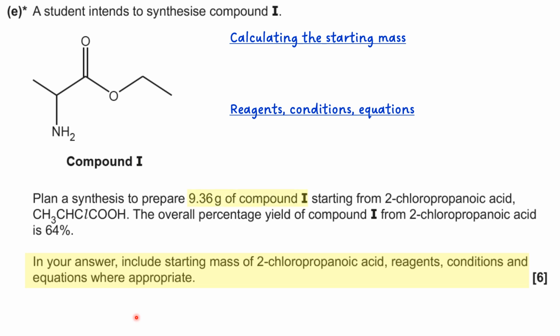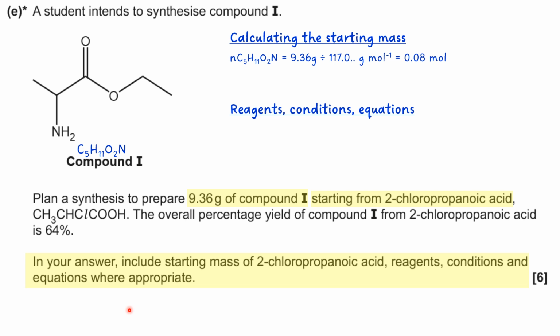So starting with the 9.36 grams of compound I, my ethyl-2-aminopropanoate, I'm going to change it into a molecular formula. That allows me to work out 5 carbons, 11 hydrogens, 2 oxygens and 1 nitrogen, which gives me 117 grams per mole. So the number of moles of that compound in 9.36 grams is 0.08 moles.